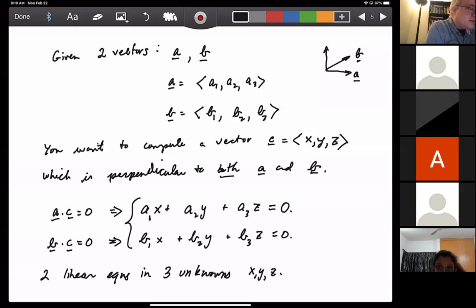But notice that if you've got some solution to this, any non-zero scalar multiple of your basic vector is also a solution. So think about this first equation here. If you've got an X, Y, and Z that makes this true, then if you multiply through by 2 in this equation, you can see 2x, 2y, 2z will also make the equation satisfied. So there's lots of solutions here.